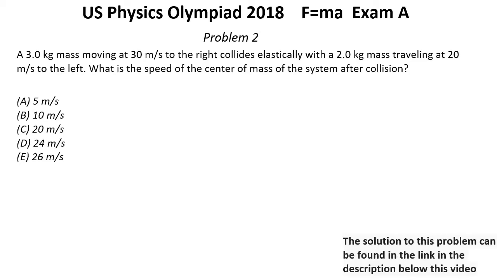Solution for problem 2. The speed of the center of mass is constant, so we can just count it before collision, and we can use the formula V of center of mass equals this expression, which is 10 meters per second. And this is answer B. That was a solution for problem number 2.